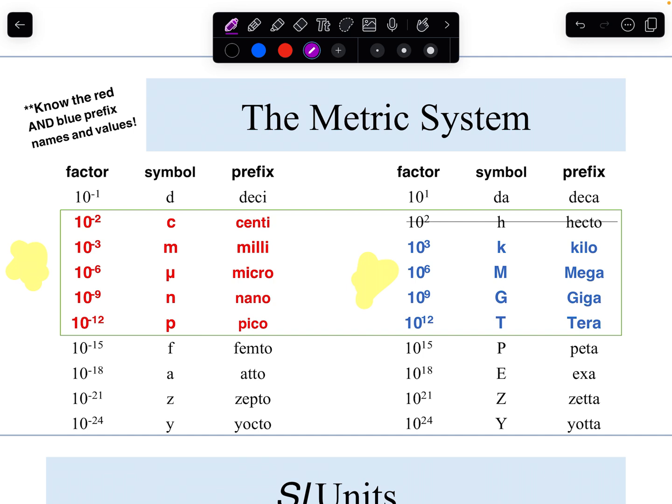Now, you also have to know the symbol. So C is centi, M is milli. This is called a mu because there's so many M's, so that like backwards U is mu, and for nano, n. P for pico, and then k, big M, G for giga, and big T for tera. Okay, so you do have to know the values, the symbols, and the actual prefix.